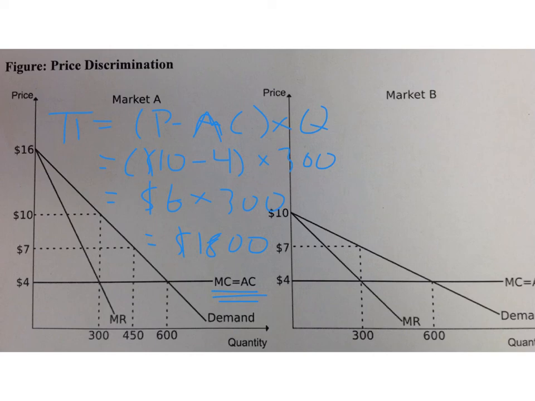Now, where do we see that on the graph? Well, notice our price minus average cost, that's just this vertical distance here between our price of $10 and our average cost of 4. Then the quantity is just that 300 units. So this area right here is our profit for market A.